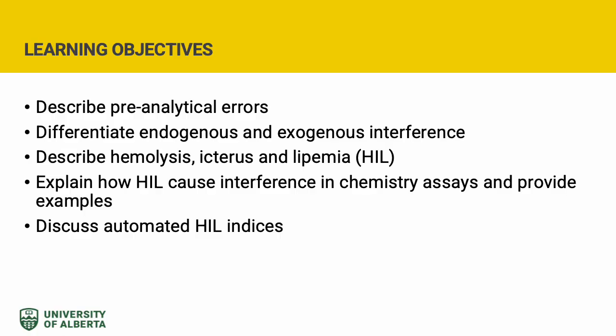In this presentation, we will cover the following learning objectives. By the end of the presentation, the learner should be able to describe pre-analytical errors, differentiate between endogenous and exogenous interference, describe hemolysis, icterus, and lipemia, explain how hemolysis, icterus, and lipemia can cause interference in chemistry assays, and provide examples. The learner should also be able to discuss automated hemolysis, icterus, lipemia indices.